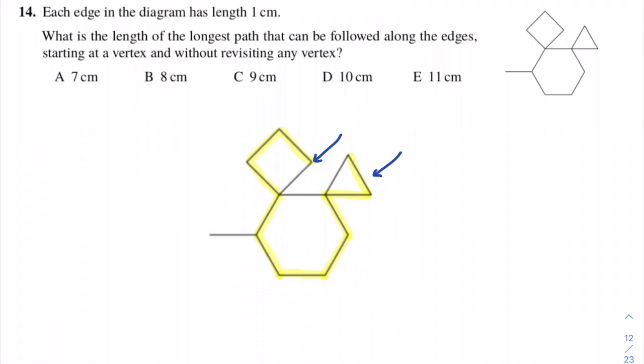So the number of highlighted edges that I've got here is 1, 2, 3, 4, 5, 6, 7, 8, 9, 10. And each edge has a length of 1 centimetre, so therefore the length of the total path is 10 centimetres. So that is answer D.